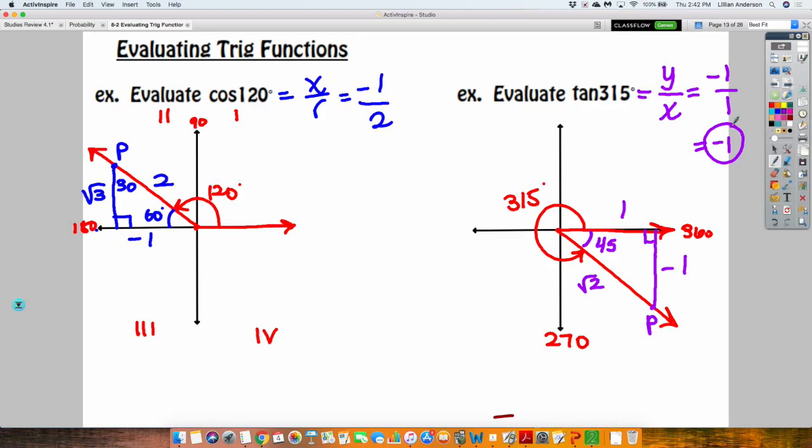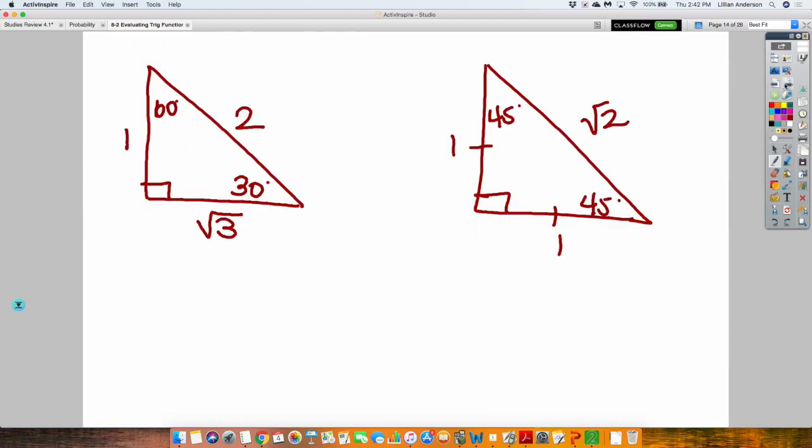Questions on evaluating trig functions so far? Y'all okay? We lost anybody? Where's the air? Jesus. Did everybody write this down? Okay. I mean, you'll need it.